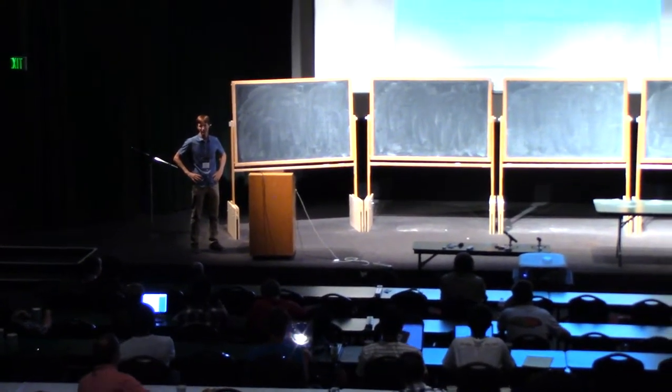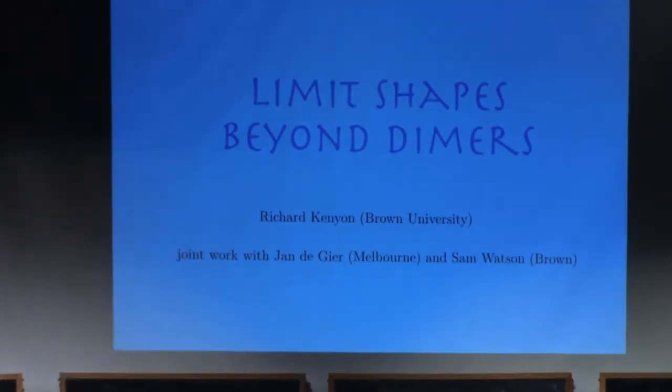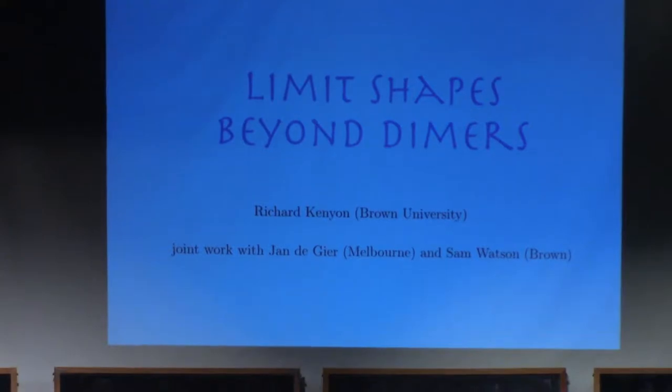subject is a little bit off topic, but there are some random matrices hiding in there. Let's see if you can find them. All right, this is going to be joint work with Jan de Gier from Melbourne and Sam Watson, who's at Brown.